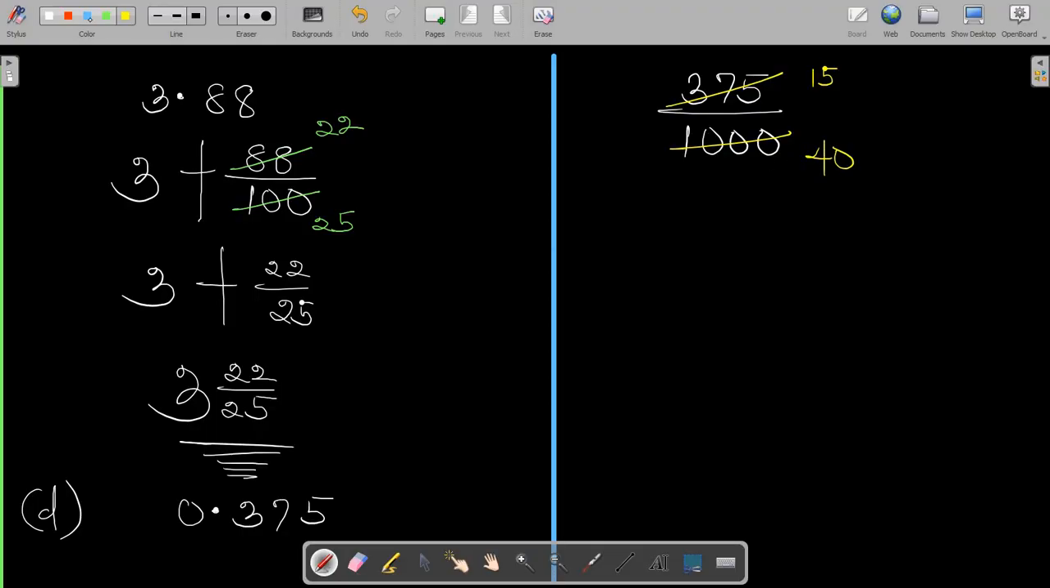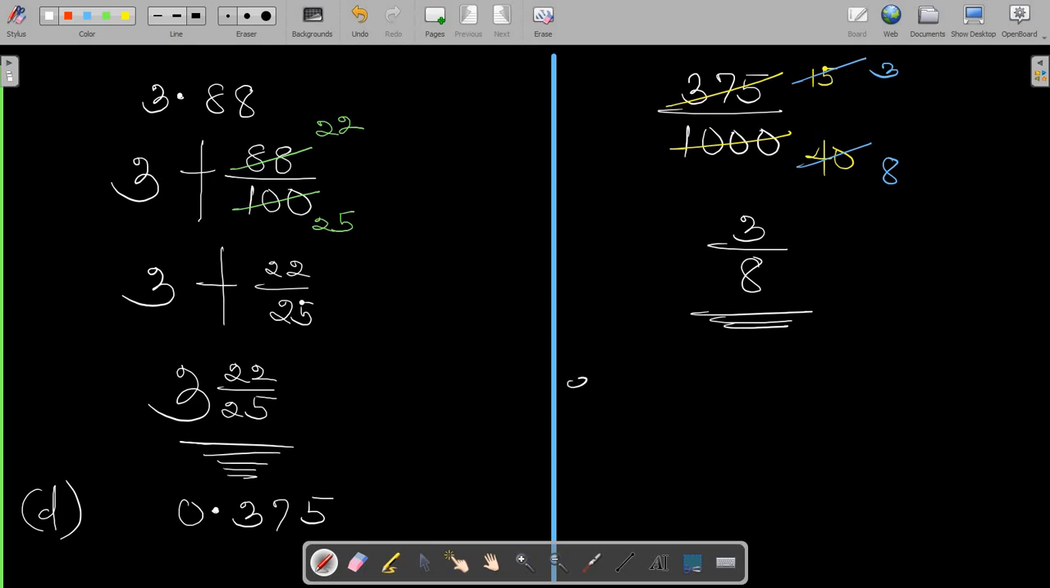So I notice here also that something can still divide. Now let me try 5. 5 can divide 15, we have 3. 5 can divide 40, we have 8. So finally the answer will become 3 over 8. And we have come to the end of that question.